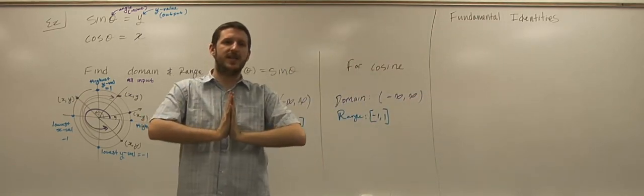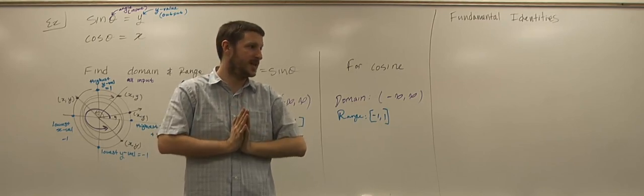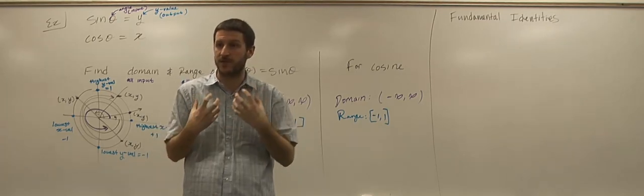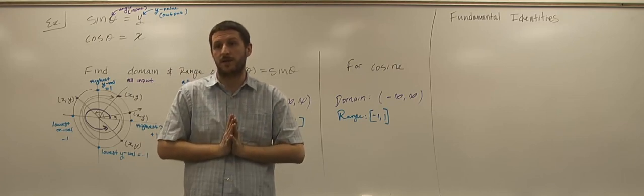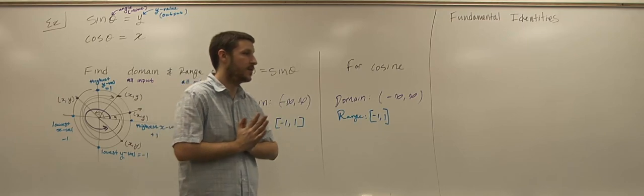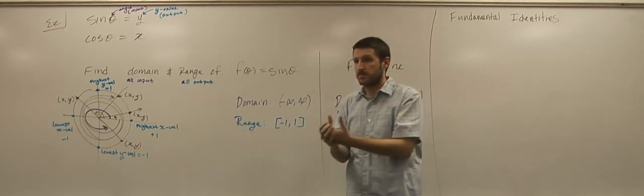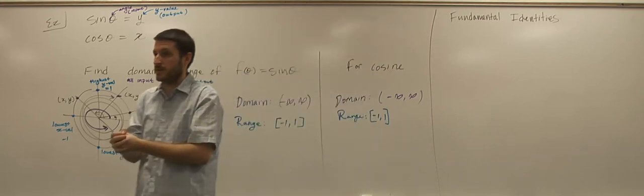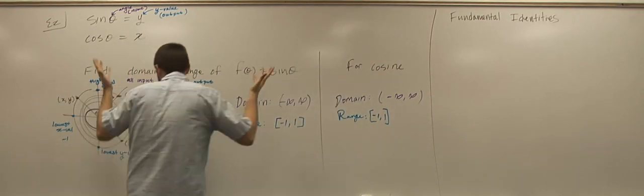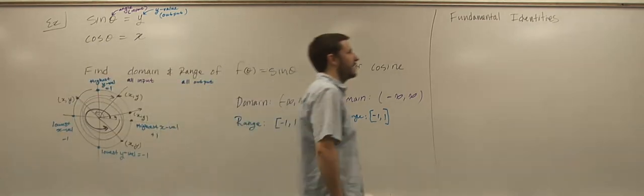I cannot understate this. If you do not have your fundamental identities memorized and internalized and part of your DNA, you will flounder and you will get points off on this test and on the next test and in life. These are irreplaceable. You need to know them. If you doubt me, you can try not to memorize them and not to understand them. And if you figure out how to get through this class with that, let me know.